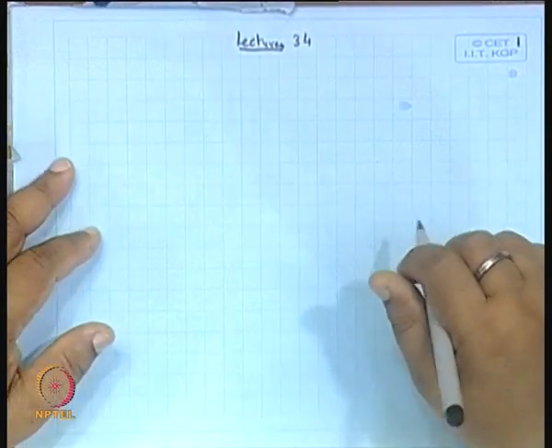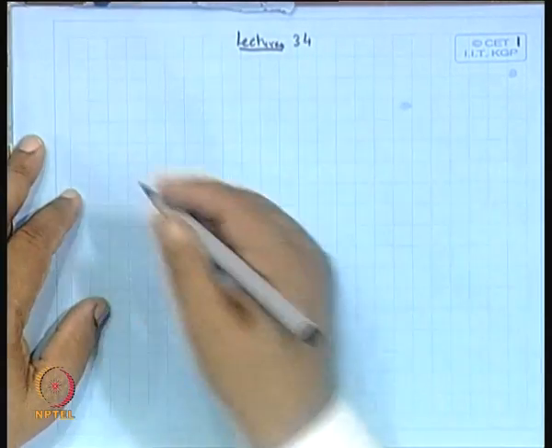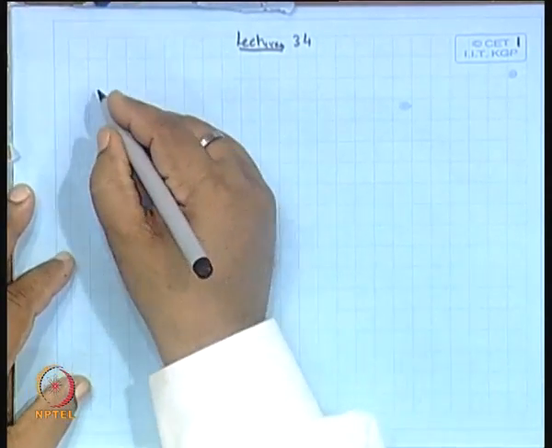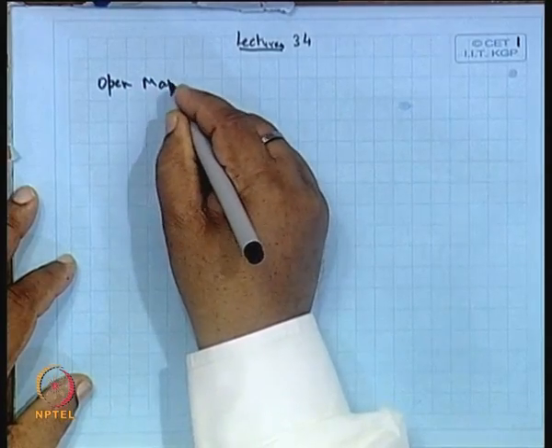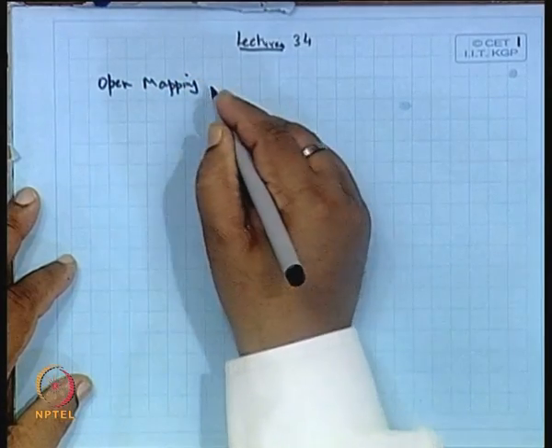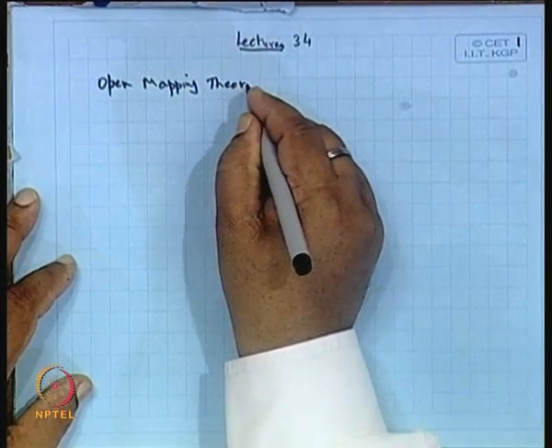In the previous lecture we discussed the Hahn-Banach theorem and the uniform boundedness theorem. The third big theorem we will discuss today is the open mapping theorem.